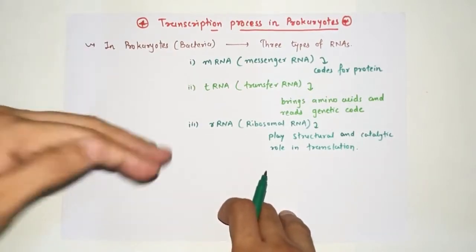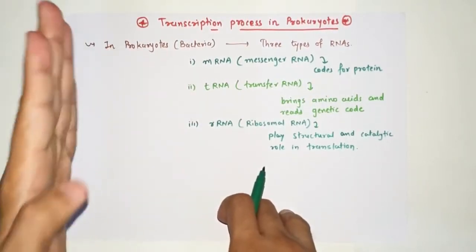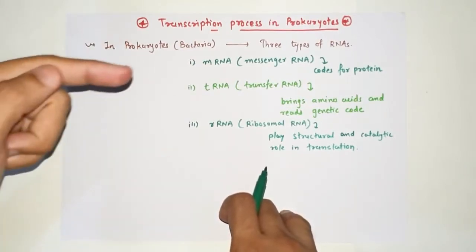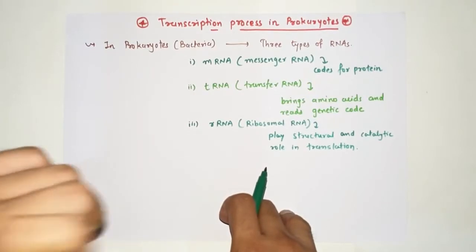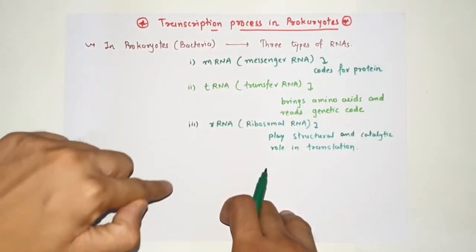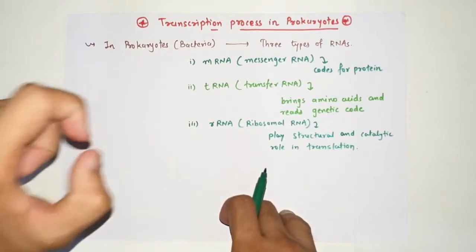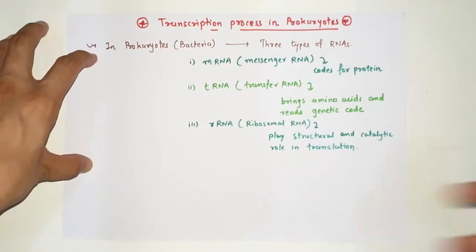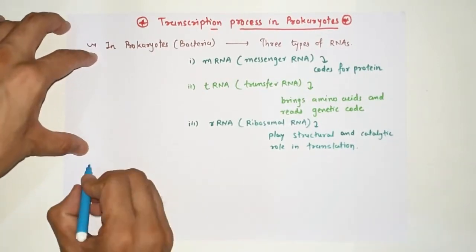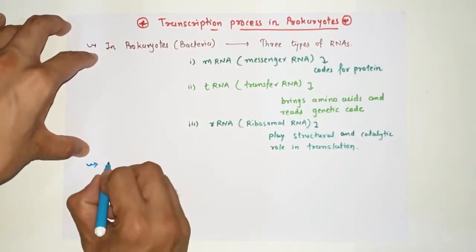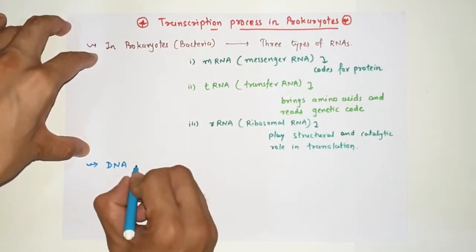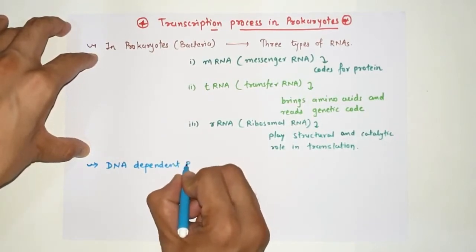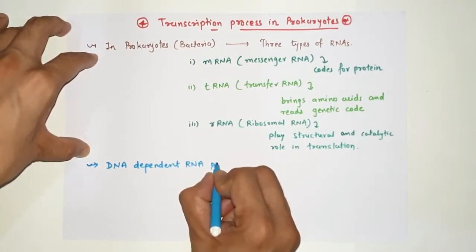Okay, so why do we study the types of RNA? Because transcription means the synthesis of RNA. So in prokaryotes, mainly there are three types of RNA: mRNA, tRNA and rRNA. And all these three types of RNA are synthesized by a single enzyme. That enzyme is known as DNA dependent RNA polymerase.